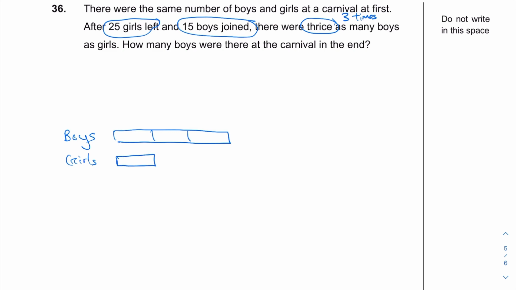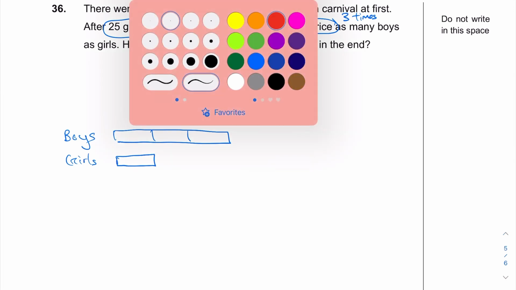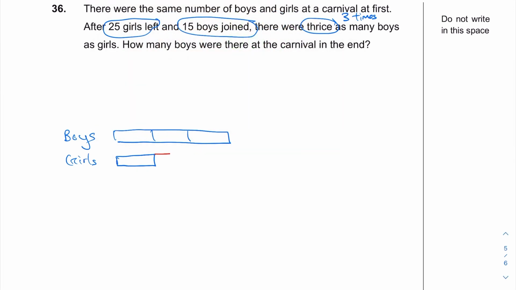And this is after, I'm just going to change color for a while. This is after 25 girls left and 15 boys joined. Okay. So we need to take away these boys and add these girls as shown in the shaded part. How many boys were there in the carnival? So once you draw this model, I think you see where this comes next.